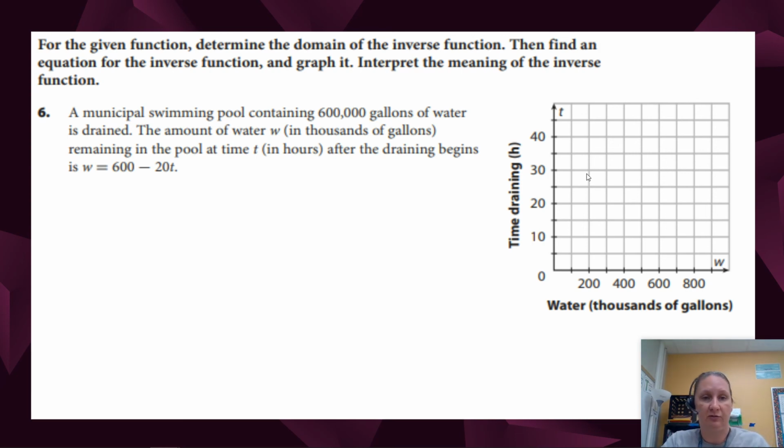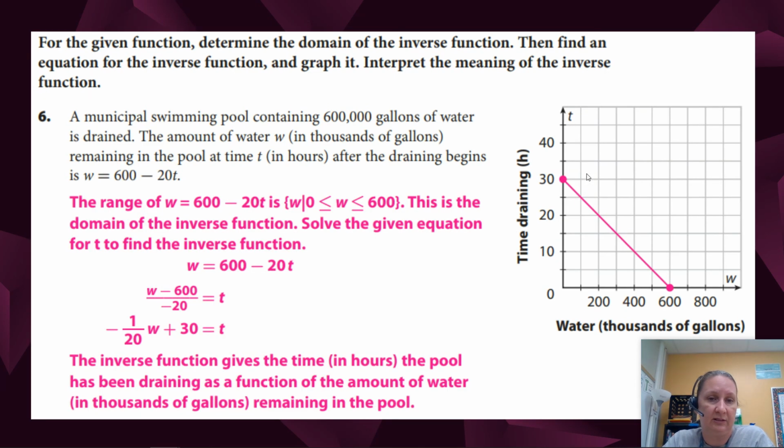So here's a swimming pool that has 600 gallons of water and is drained. We have an equation of 600 minus 20t, and we want to find the domain of the inverse. So I'm just going to run through this to give you an idea. The domain of the inverse is the range of the original. So if we know what the range is of 600 minus 20t, then we know what the domain of the inverse would be.